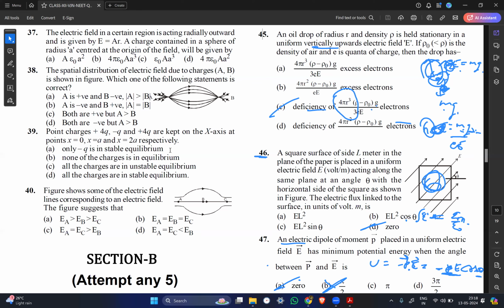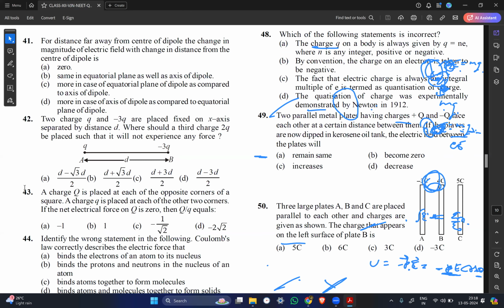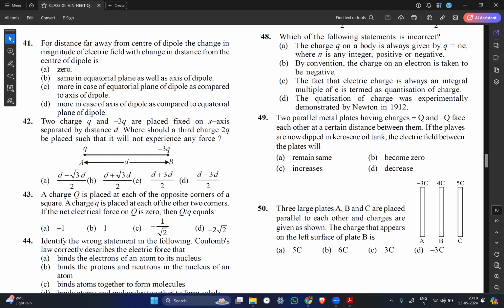Then we have 48, 49, 50. The charge Q in a body is always given by Q equal to n into e, correct. By convention, the charge of an electron is taken to be negative, correct. The fact that electric charge is always an integral multiple is called quantization, correct. So this should be wrong. What experiment demonstrated Newton? Okay, I don't think it is Newton. You have to just check it. But since these three are correct, this may be incorrect.